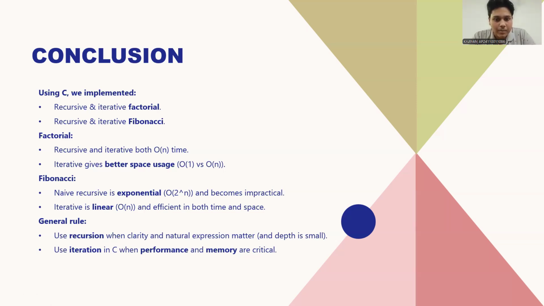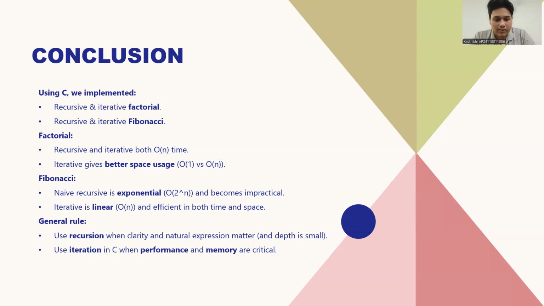So now that everyone in our group has explained their parts, I will conclude this presentation. In this project, we implemented both recursive and iterative approaches for the factorial and Fibonacci using the C language. Through these implementations, we compared their performance in terms of time and space. For factorial, both methods take big O of n time, but the iterative version is more memory efficient because it uses constant space, while recursion uses extra stack frames.